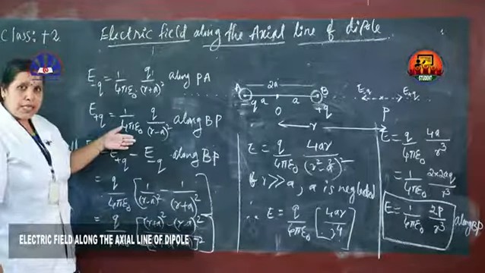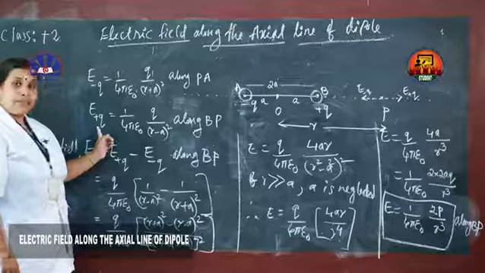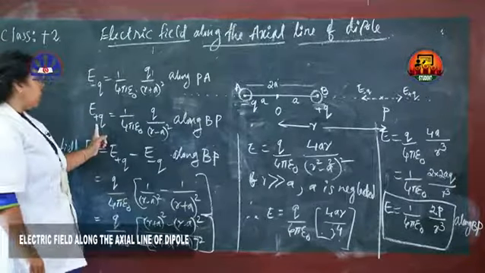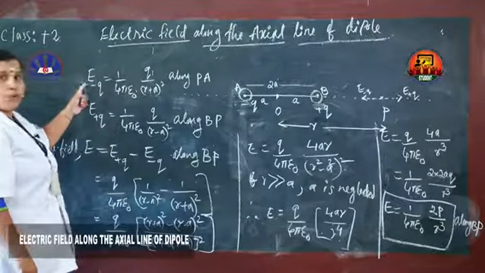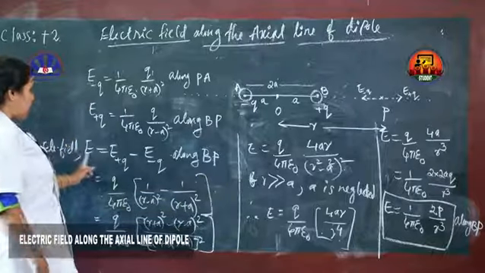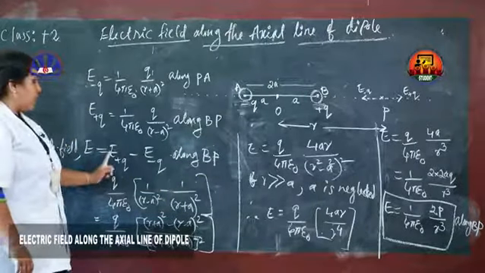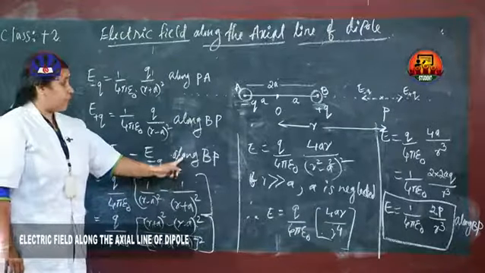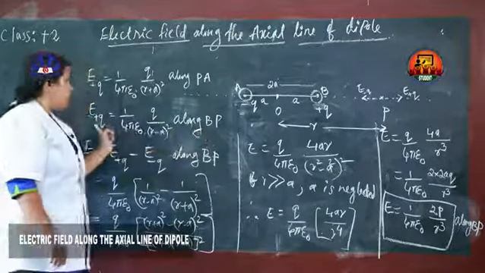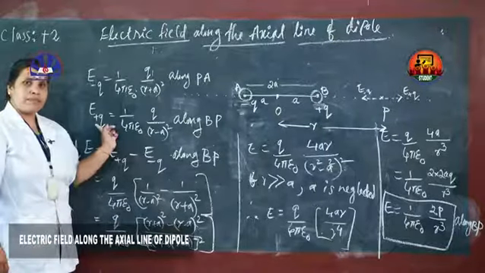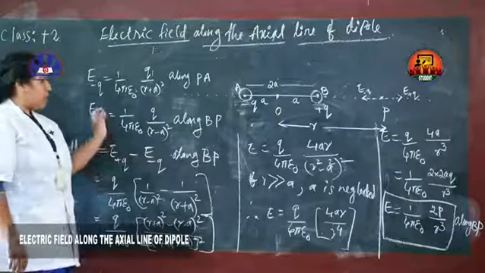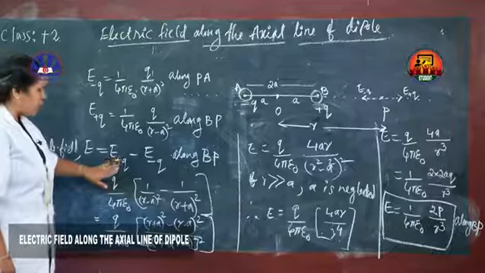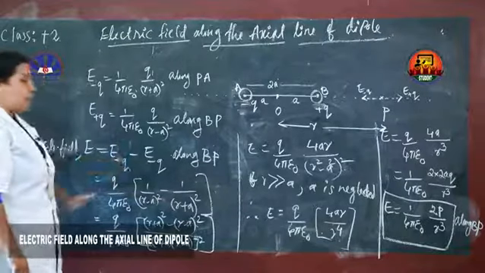From the equation it is clear that the bigger vector is E plus Q. So, you have to subtract E minus Q from E plus Q. So, the resultant electric field E equals E plus Q minus E minus Q, and its direction is along BP because E plus Q is the bigger vector.